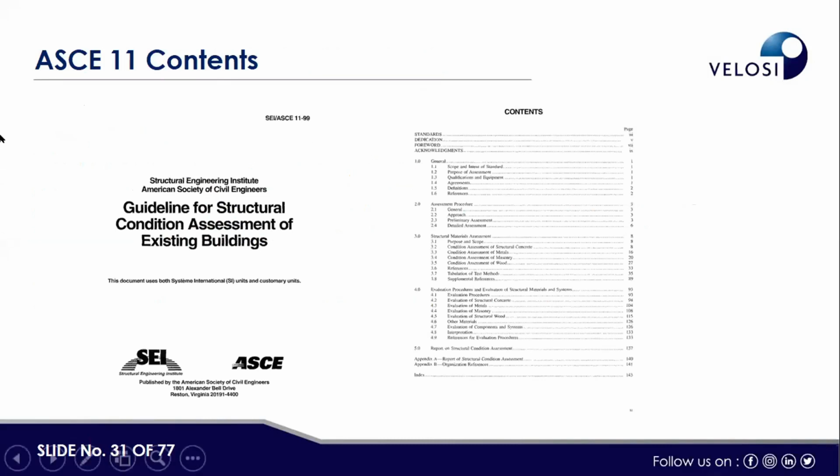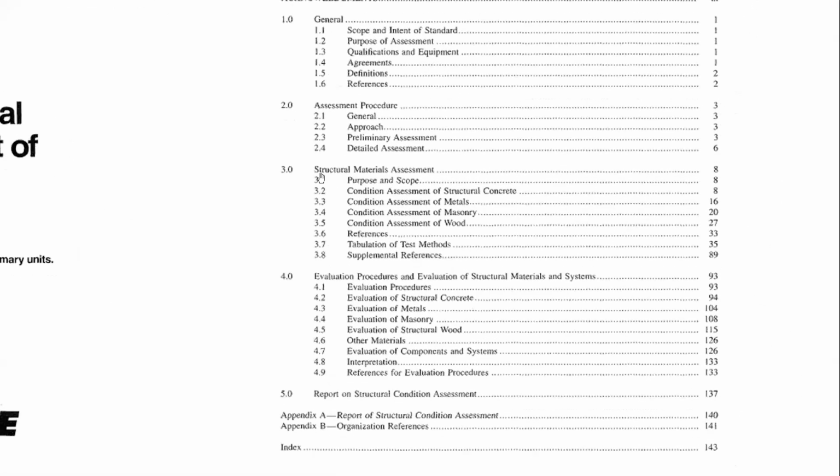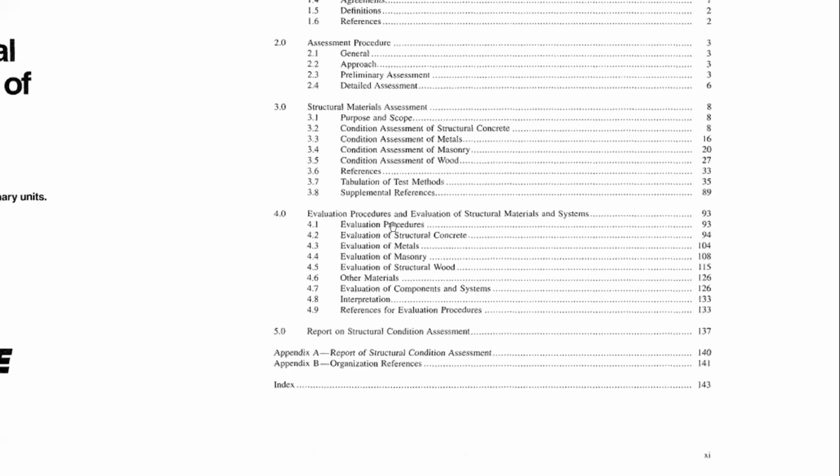Under ASCE 11, the mechanism is quite clear. First is the assessment procedure, meaning the approach we need to follow is given there: preliminary assessment and detailed assessment. Then structural material assessment, purpose and scope, condition assessment of structural concrete, condition assessment of metals, masonry work and wood, with references on what should be used, then tabulation of test methods and supplemented references. It covers what destructive and non-destructive tests are required to see the condition of the assets and their bonding and concrete. Then evaluation procedures and evaluation of structural members and systems, like evaluation of structural concrete, evaluation of metals, and so on.